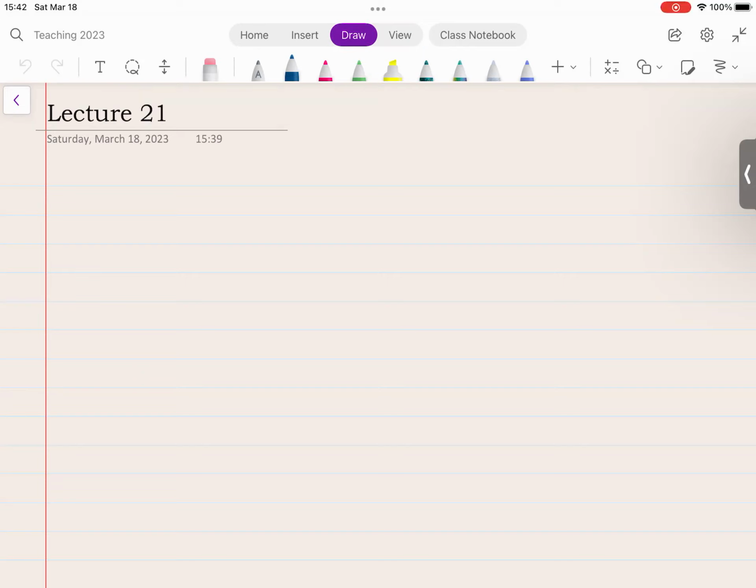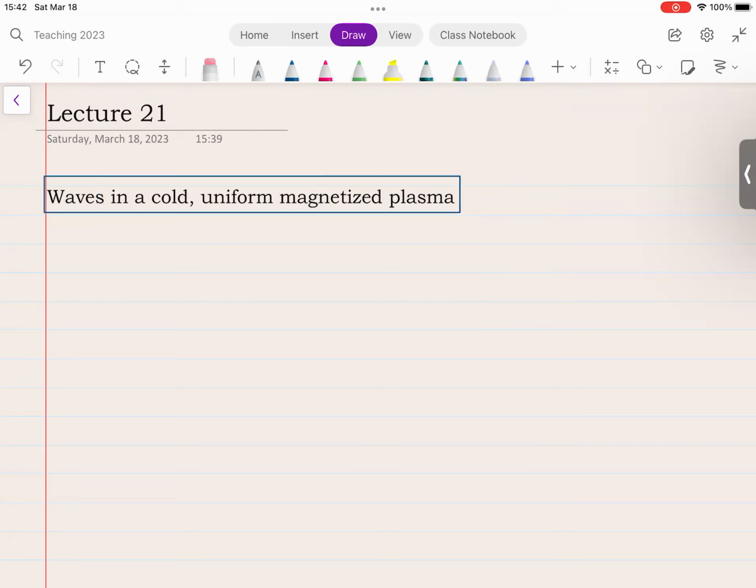We're going to pick up from where we left in the previous lecture, which, as you will remember, was waves in a cold, uniform magnetized plasma. Let me put a box around that. What we were working on was to write the relation J equal to sigma, where sigma is a tensor, dot E in Fourier space.